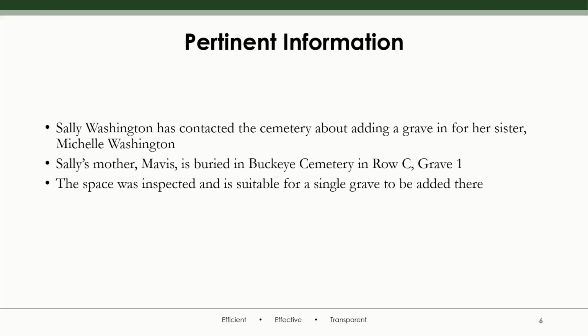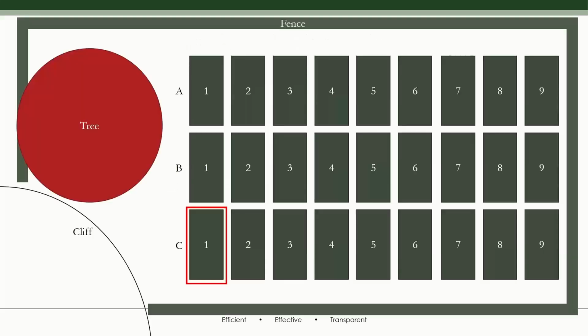So let me show you what that looks like here. Here's our beautiful little cemetery. You see that we've got rows A, B, and C. We've got graves 1 through 9. But then we've got off to the left here, this was the spot that was inspected, and it is suitable for a grave. And then you see the highlighted one just beside that. That's where Mavis is currently buried.